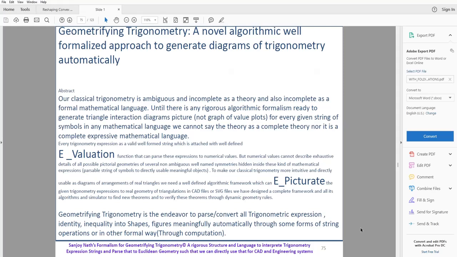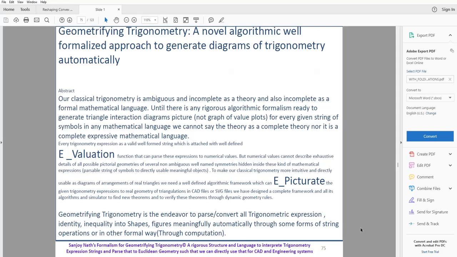Our classical trigonometry is ambiguous and full of doubts on what kind of geometries can occur, what kind of alignment can occur; no one knows that. Classical trigonometry is ambiguous and incomplete as a theory, and also incomplete as a formal mathematical language, until there is a rigorous algorithmic formalism ready to generate triangles and interactions of line segments, a well-formalized subject to generate diagrams, pictures, not graph-like value plots. The graph-like value plots are not going to give you the reality.